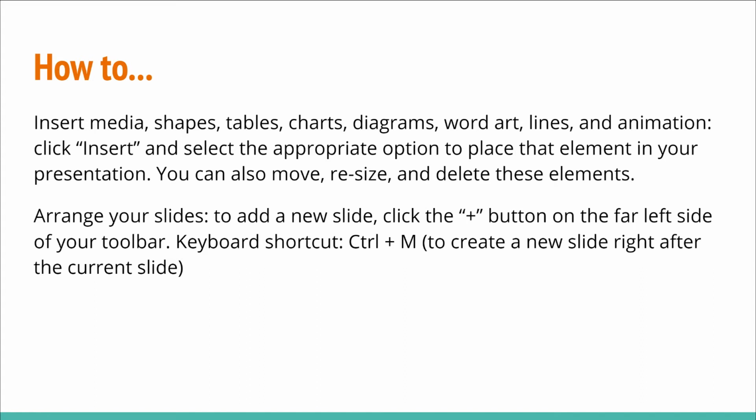If you would like to arrange your slides, you can add a new slide by clicking the plus button on the far left side of the toolbar. You could also do Control M, which is the keyboard shortcut that will create a new slide right after whatever your current selected slide is. If you move to the left to see the list of slides, you can also do a 2-finger tap on your trackpad. That is the Chromebook's version of a right click, and you get a whole host of options there.